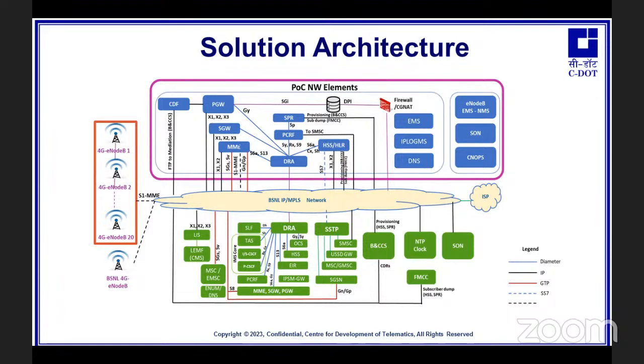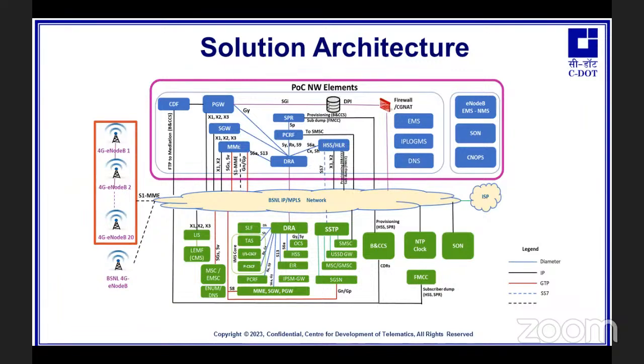So there is HSS. HSS is basically the subscriber database. You can see that it is given as HSS and HLR because the HSS which we are providing has the capability for different types of subscribers, whether it is 2G, 3G, 4G, and even 5G. Okay. So there is an SPR node.